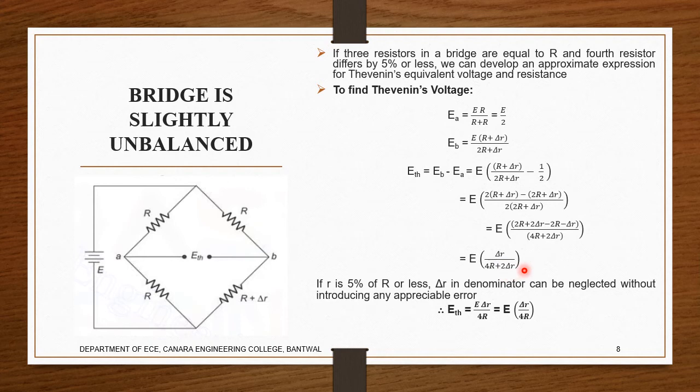Another approximation we have to make is that the 2 delta R in 4R plus 2 delta R can be neglected because of its small value. We can consider it as a minimal error. So ETH is equal to E delta R divided by 4R, since 2 delta R is neglected. So in general we can write E into delta R by 4R.